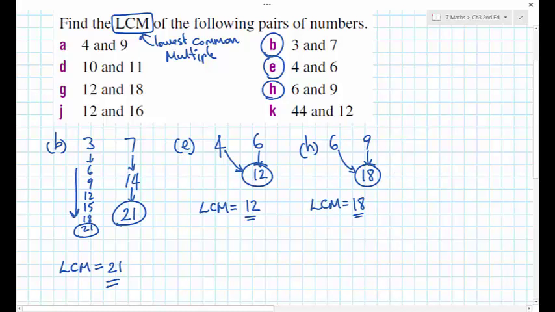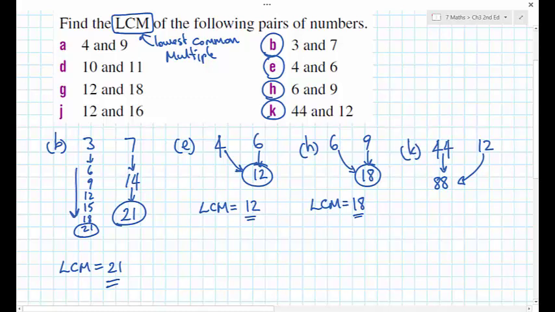Let's have a look at K. So with K, I have 44 and I have 12. Again, what I want to do is start with my biggest number, and first of all see, does 12 go into that? No. So in this instance, it might be easier if I just go, 44 times 2 is 88. Does 12 go into 88?